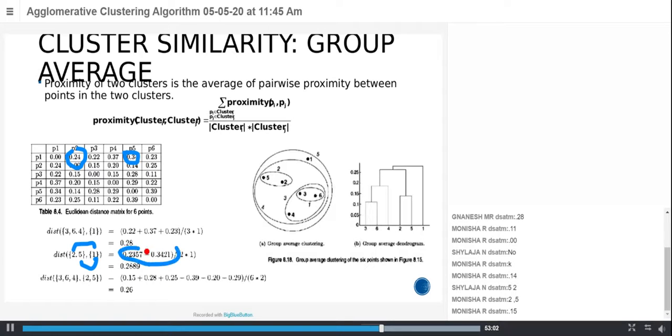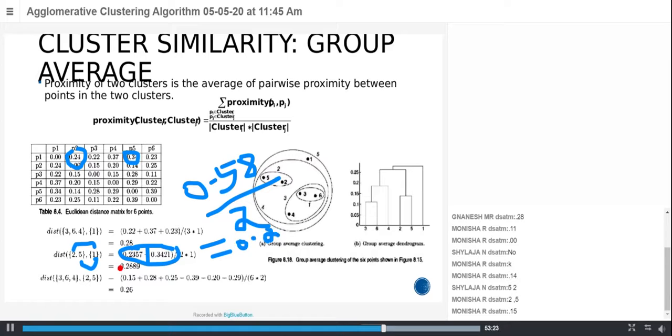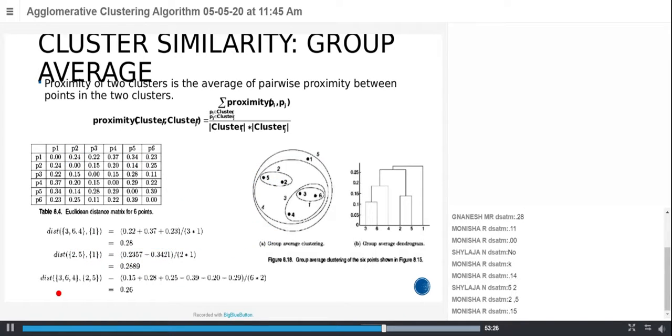So we are going to sum these two. Once you sum these two, you will get around 0.58 as the sum of these 2 points. Then we are going to divide it by 2. Whatever value we get will be the average distance between these two clusters. Like that, to calculate the average distance between 3, 6, 4 and 2, 5, we apply the same method, and the final average distance is 0.26. Among these average distances, I am going to select the minimum distance for my next merging of the clusters.